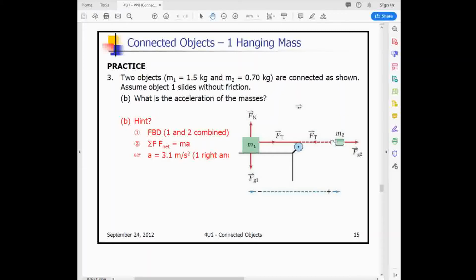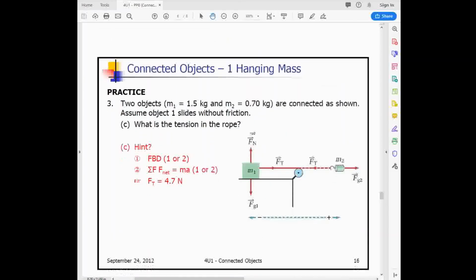You treat the whole system together. So you find your free body diagram of mass 1 and 2. All of the external forces on that are considered, and in this case it's just the Fg2 because the Fg1 matches the Fn1. And then once we find that, we find our acceleration of the system. That acceleration of the system can then be applied to the free body diagram for just one of those two objects to find out the tension in the rope, which is the next question.